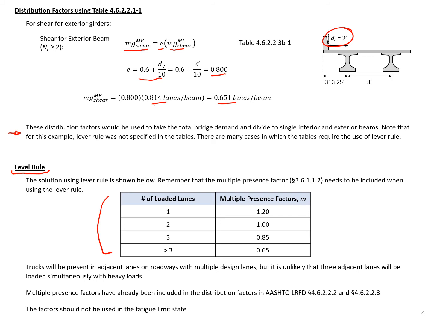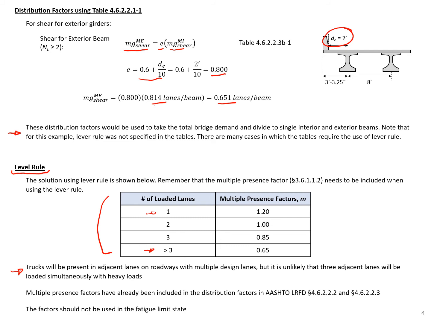And remember that this multiple presence factor, again, takes into account the likelihood that trucks will be present in adjacent lanes on a roadway at the same time. So with one lane, you'll have one truck in that lane. But as you get more lanes, it becomes less likely that all of the lanes are going to be loaded or have the maximum load at the same time. So you can see the multiple presence factor decrease.